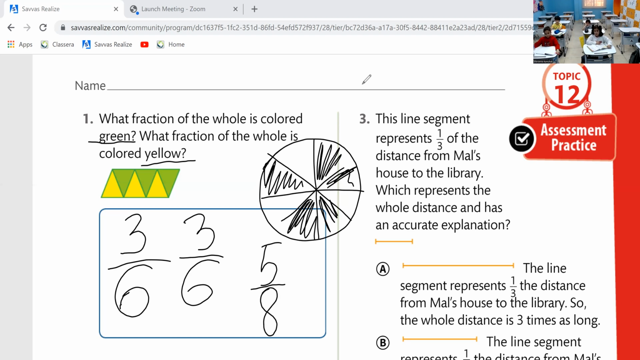Okay, how many parts are not shaded? 1, 2, 3. 3 out of 8. Draw this also and write this example.